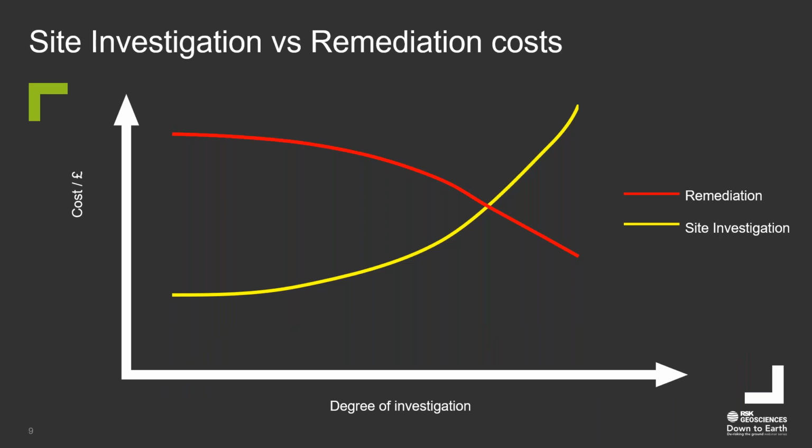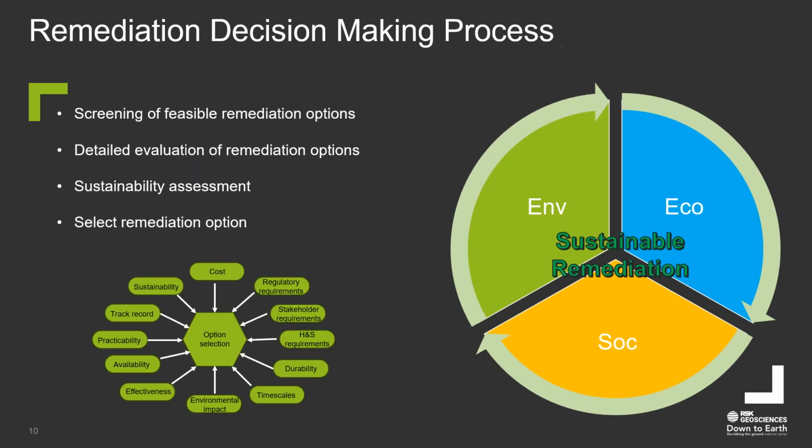So that's why it is important to carry out a sufficient investigation before doing the groundwater remediation. The remediation decision-making process, stage 2 option appraisals in the LCRM framework. Now, this is the stage where we select appropriate remediation options for a site. First, you have to screen feasible remediation options, and then complete a detailed evaluation of remediation options to identify technically effective remediation options for a site.